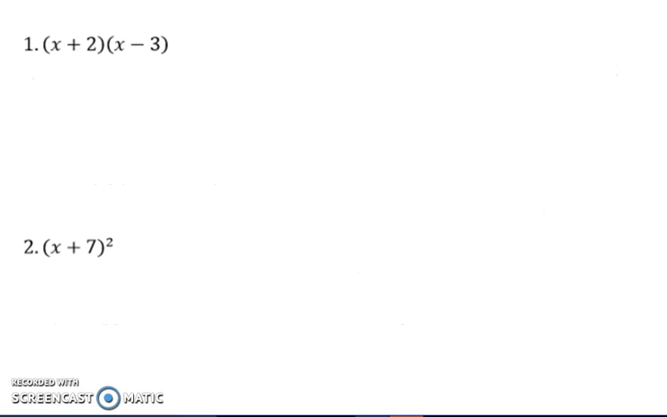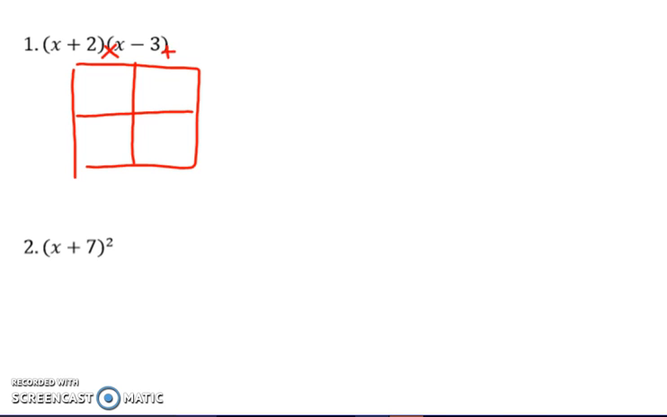So, if we look at example number 1, it's a binomial, so I'm going to make a table. Well, I have x and I have positive 2, and I have x and I have negative 3. Please make sure that you put your sign in front of your constant. We don't want to get in the habit of not putting it there because then you may forget a negative sign. So now I'm going to multiply. X and x gives me x squared. 2 times x gives me 2x. X and negative 3 give me negative 3x. And 2 times negative 3 gives me negative 6.